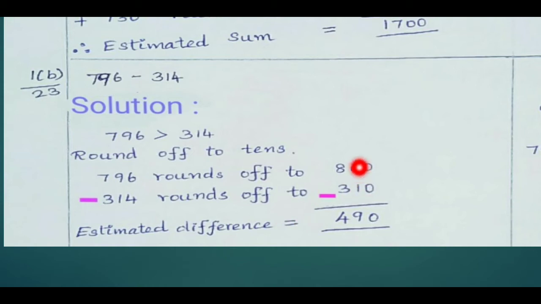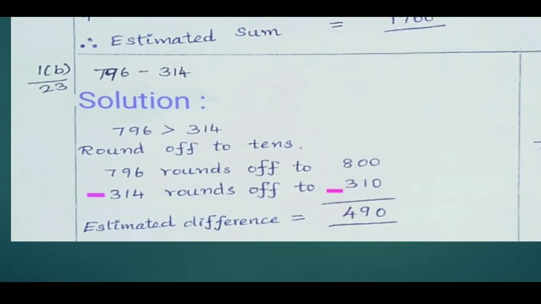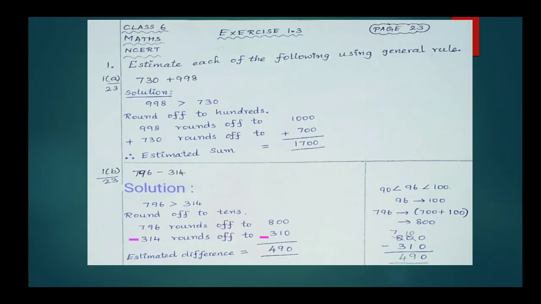Estimated difference is the difference between these two estimated numbers. 0 minus 0, 0. 0 minus 1 is not possible. So lend 1 from 8. 0 will become 10. 10 minus 1 is 9. After lending 1 to 0, 8 will become 7. So 7 minus 3, 4. So estimated difference is 490. The calculation is done here. See.